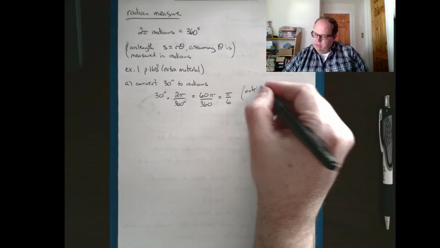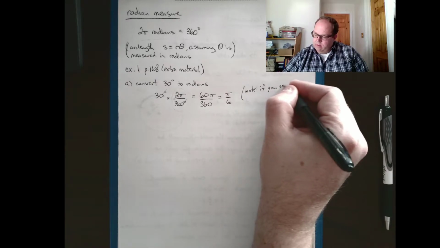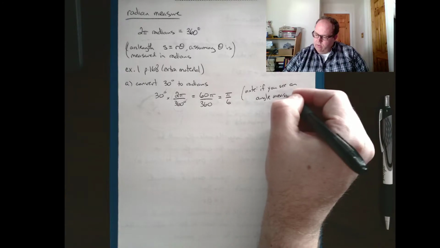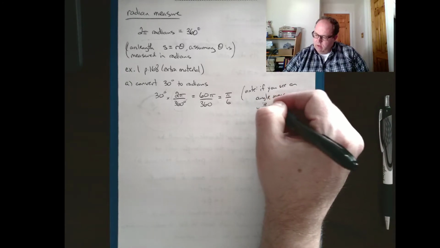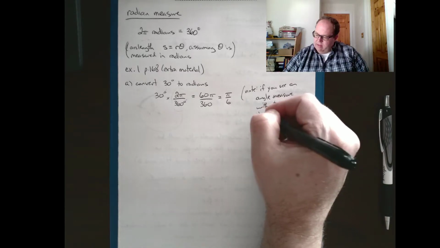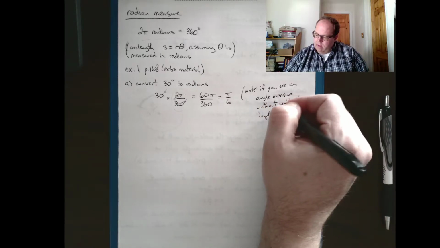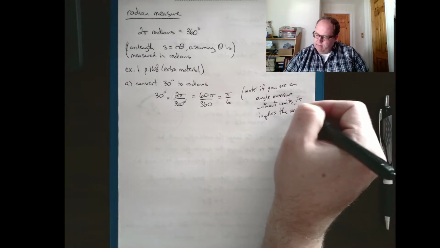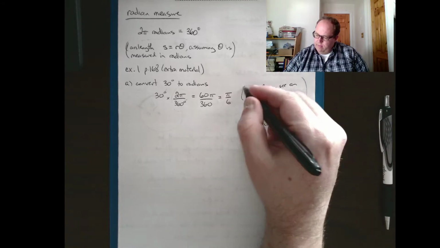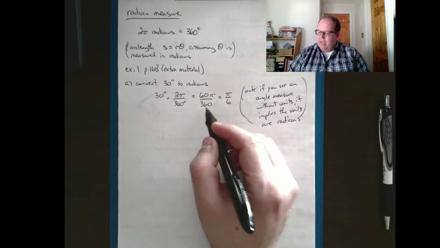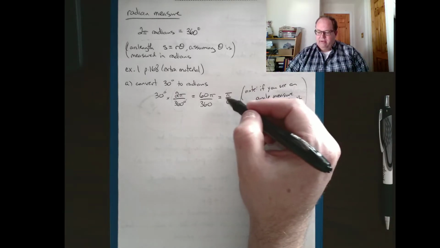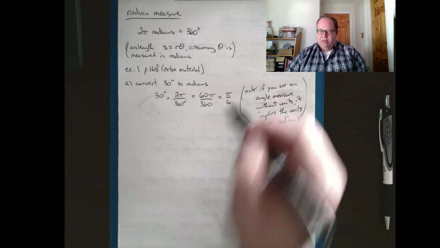Note, if you see an angle measure without units, it implies the units are radians. So in this case, my leaving a unit off of this is on purpose, because it's an angle measure, and without a unit, it's implied that's in radians.